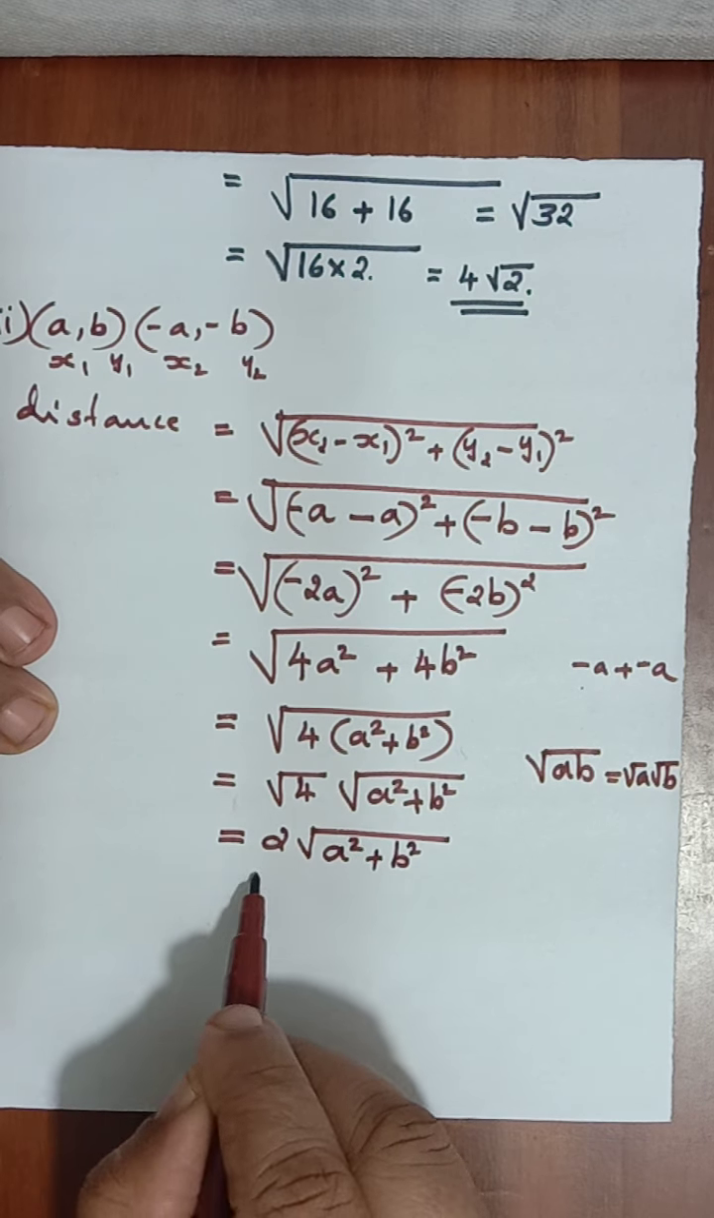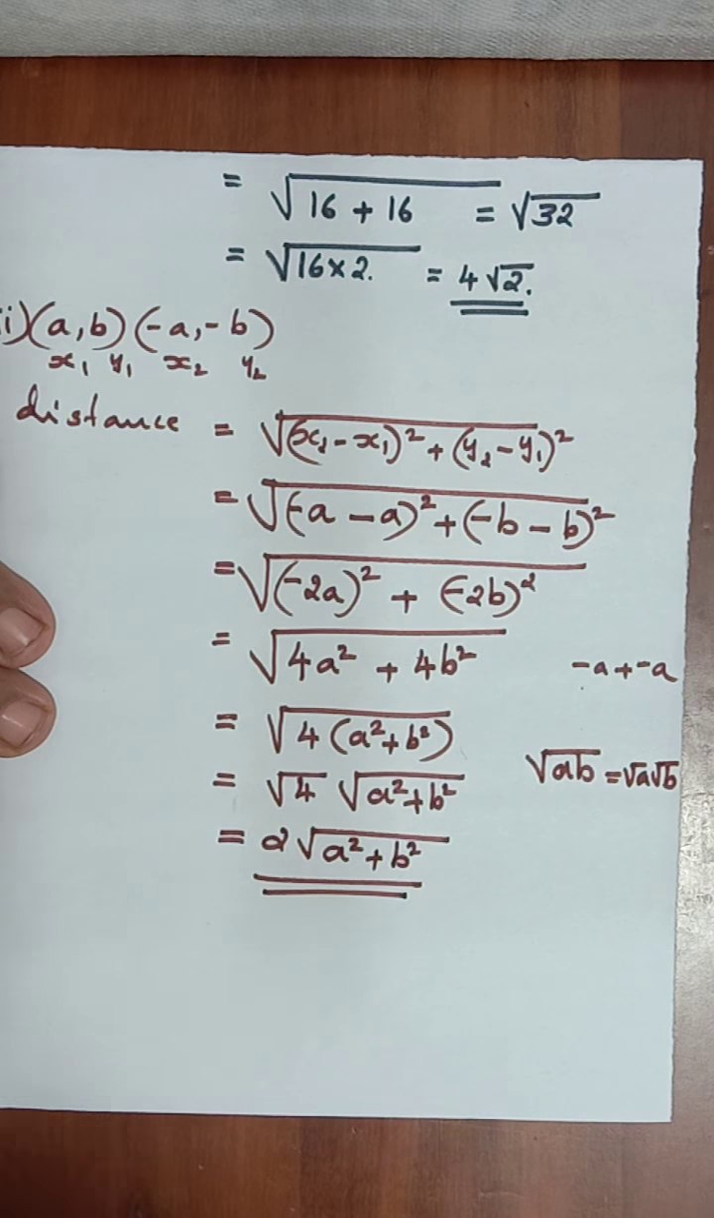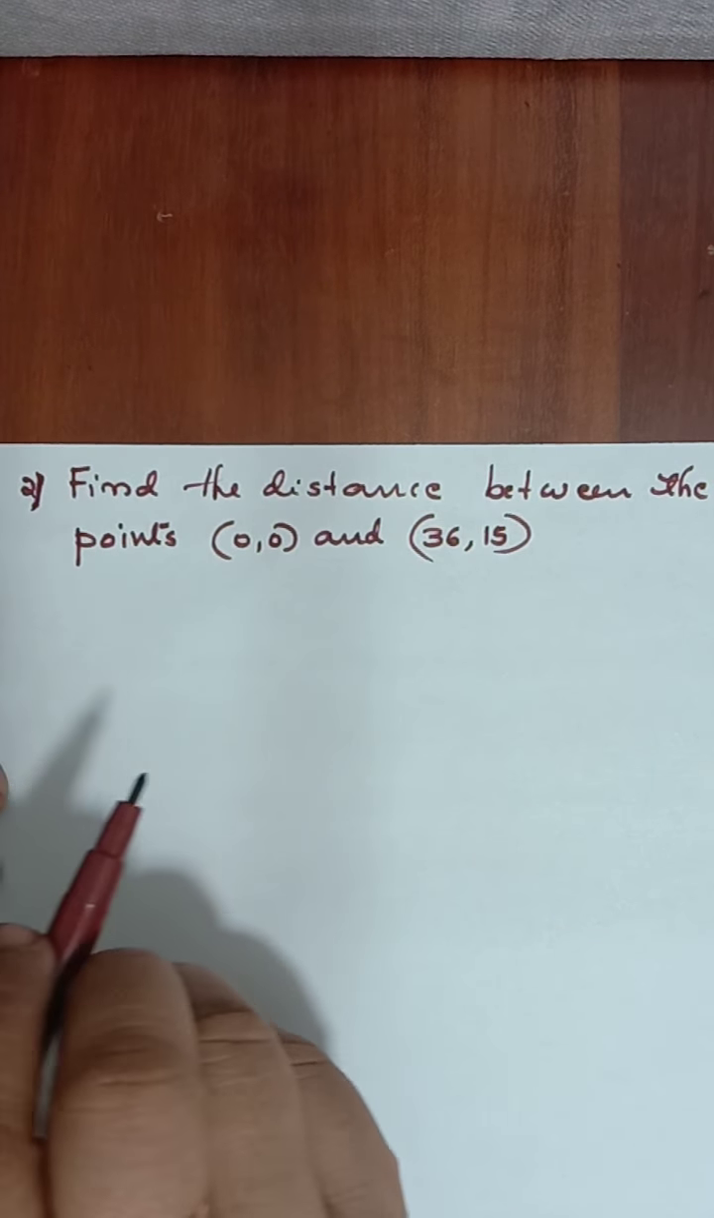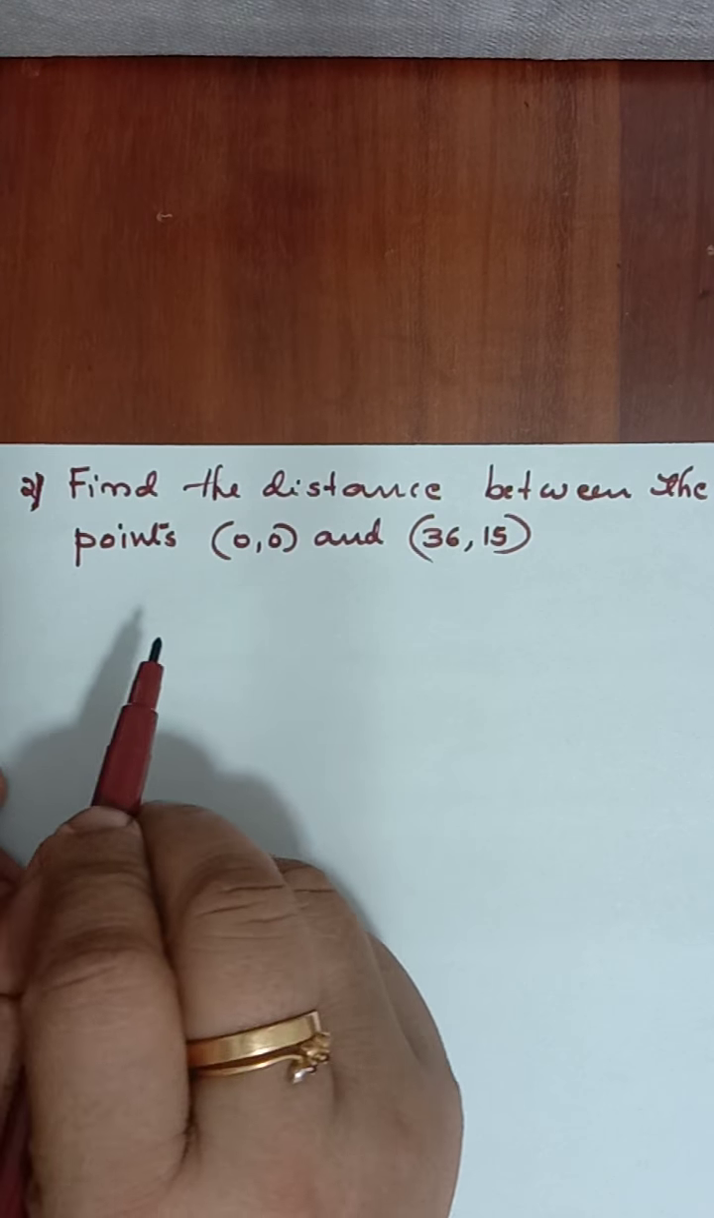If it is multiplication or division, you can separate it. So the answer is 2 into square root of a square plus b square. Let us see the next question. Find the distance between the point (0, 0) and (36, 15).